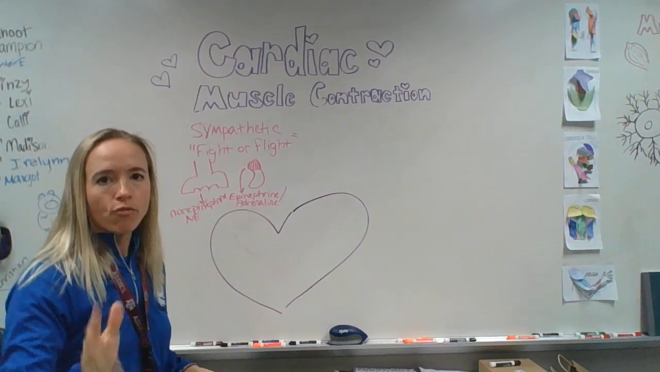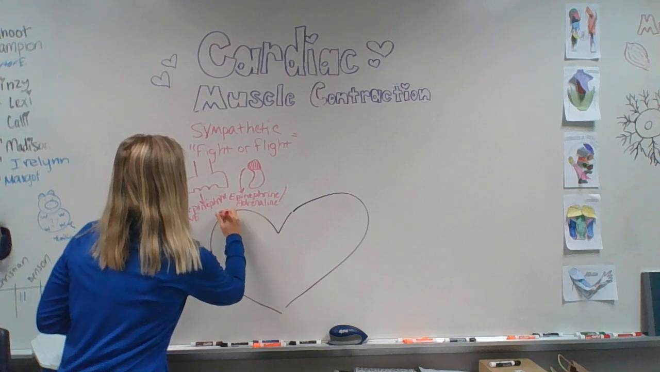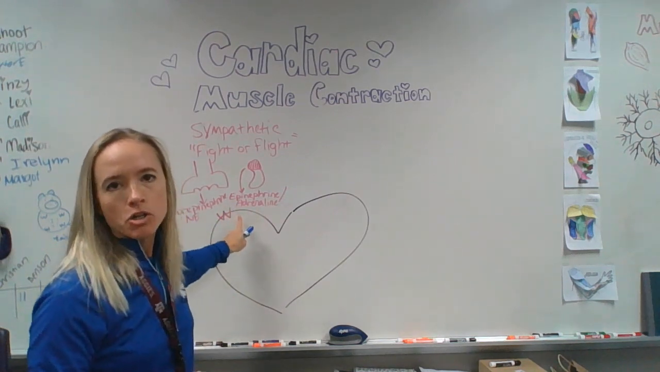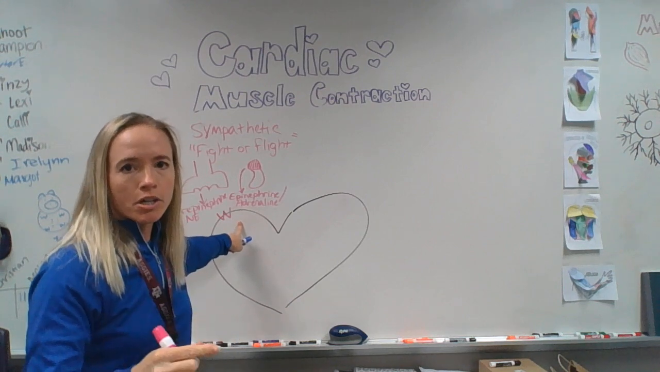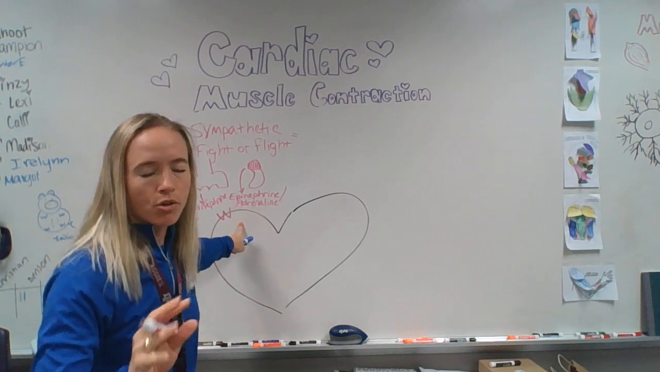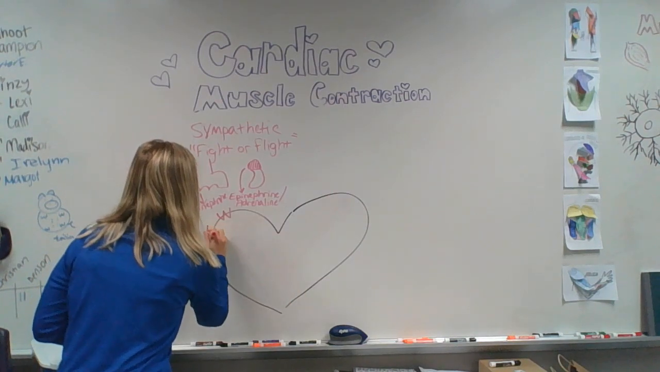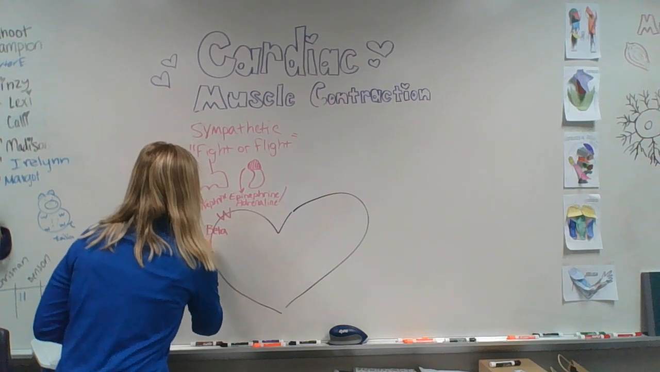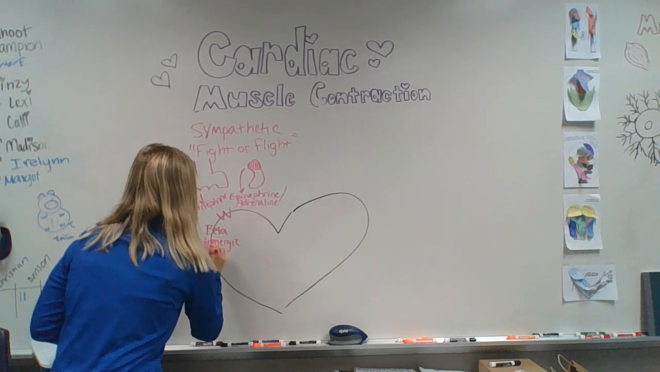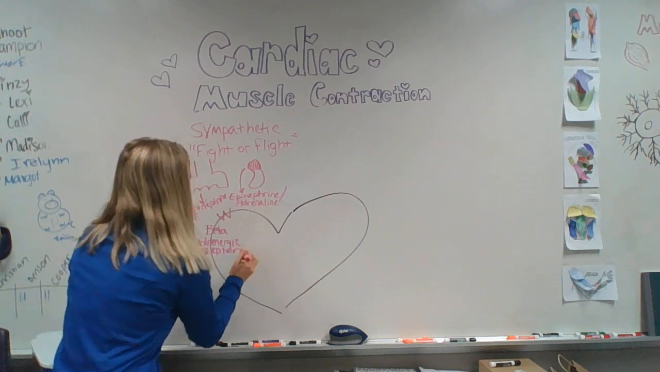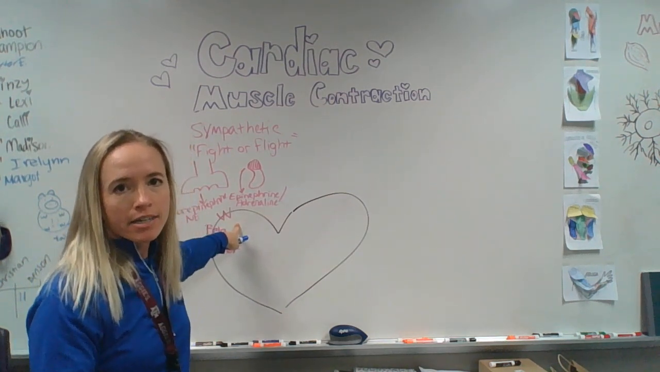The receptor for adrenaline is on the cell membrane. I'm going to draw it like a W. It is called the beta adrenergic receptor. Don't let the name throw you off. Adrenergic is just for adrenaline. And when this gets activated, it's going to excite the cardiac cells.